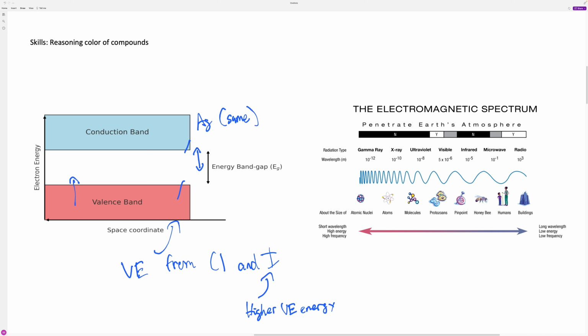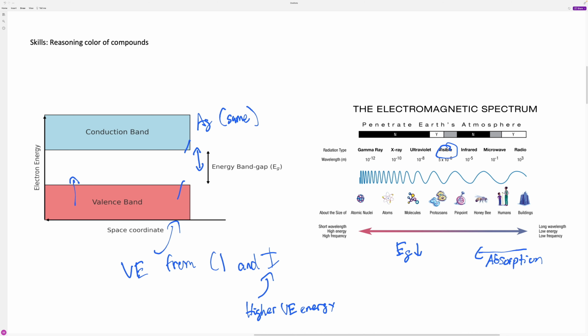And that's compared to silver chloride here, because chlorine has a smaller atomic radius. So when this Eg goes down, we see that the absorption of the compound shifts left on the electromagnetic spectrum. So the implication of this is that the compound will absorb colors closer to the visible range, and it will start to reflect the complementary color.